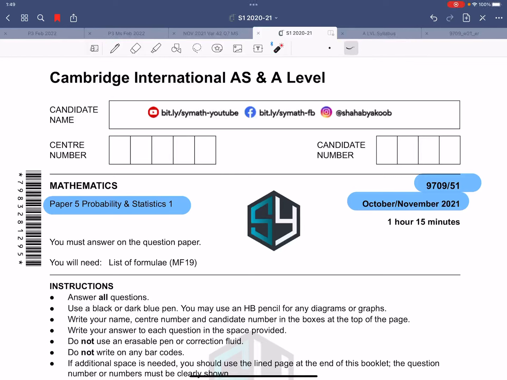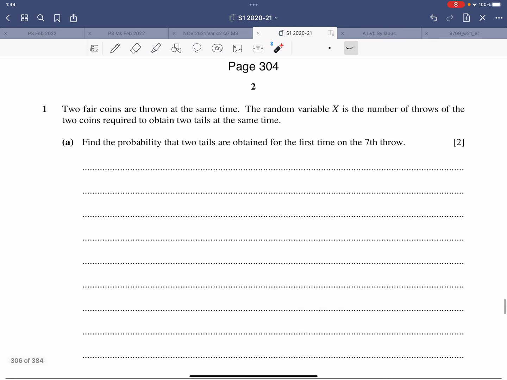Paper one, November 2021, variant 51. Let's look at the first question.